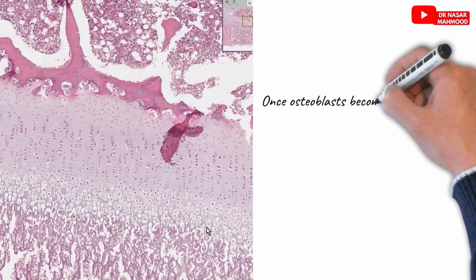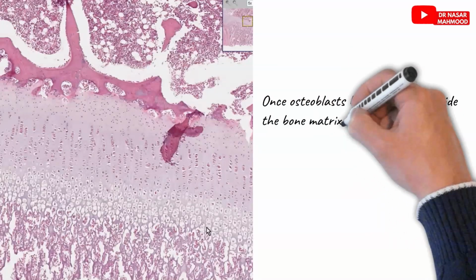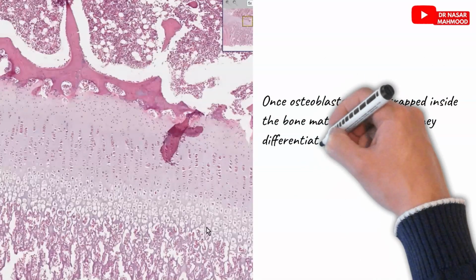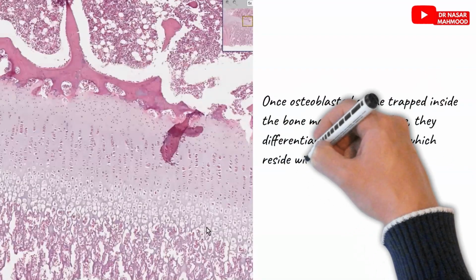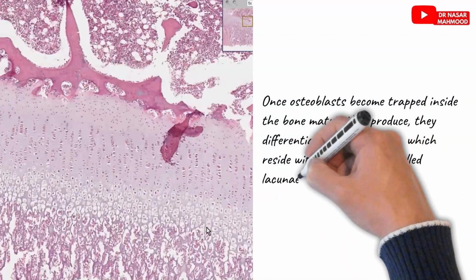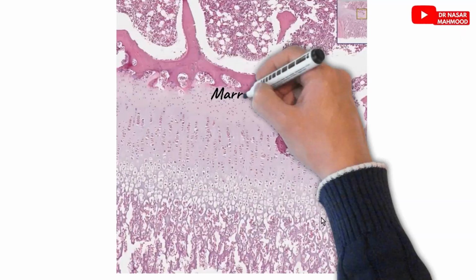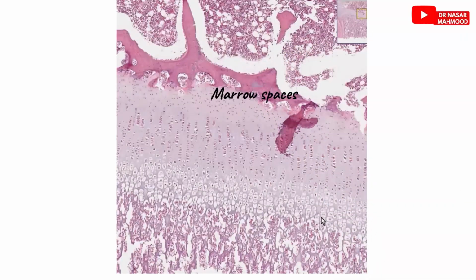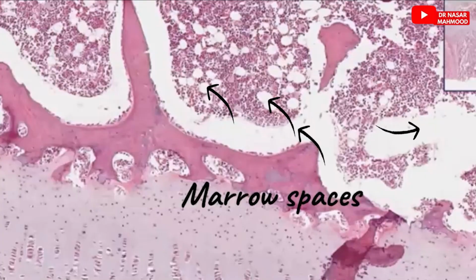Once osteoblasts become trapped inside bone matrix they produce, they differentiate into osteocytes, which reside in small spaces called lacunae. Between the bone spicules are marrow spaces, which may contain bone marrow or fat.